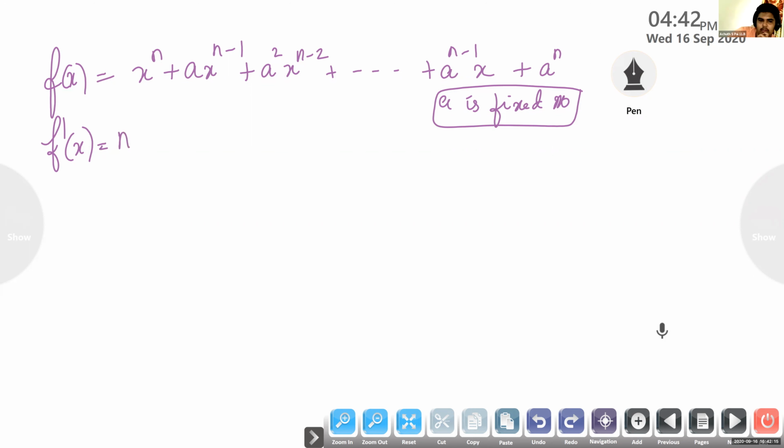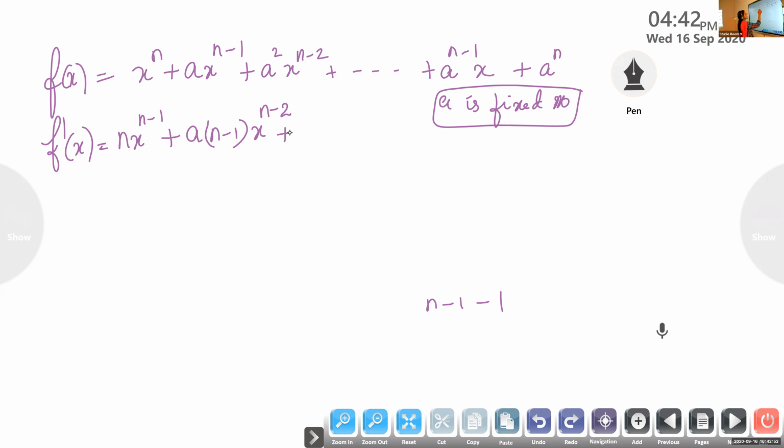n x raised to n minus 1. Plus, a being constant, we can keep it as such. a into, what is the derivative of x raised to n minus 1? What is the method we have learned? Put the power in the front and reduce the power of x by 1. So n minus 1 minus 1. What is n minus 1 minus 1? It is n minus 2. Is it okay?